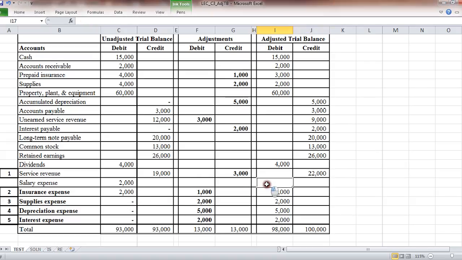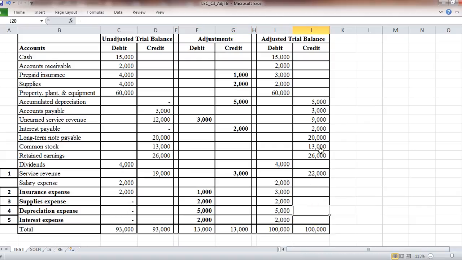Oh, so right here, I just forgot it wasn't adjusted. It was unadjusted. We've paid all our salary expense, so there it is, 2,000 salary expense. And now you have debits equal credits in the trial balance, in the adjustments, and in the adjusted trial balance.